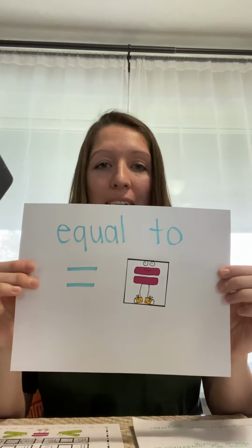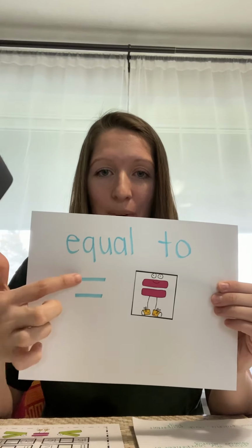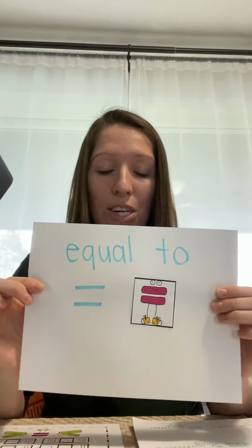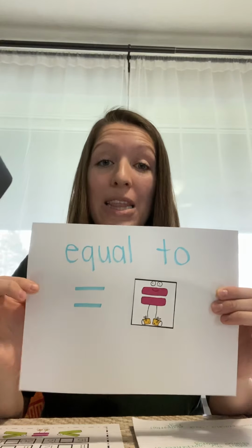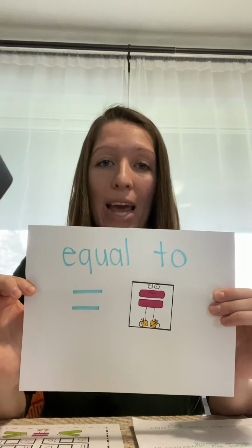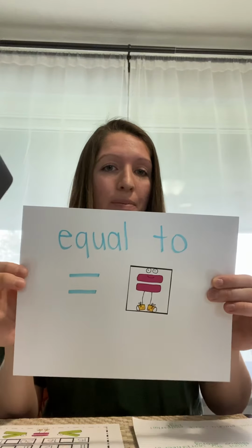And then we have the equal to sign. You might remember this from addition and subtraction. We will need this sign when our numbers are the same. All right, so we've got the signs. Now we can get started.